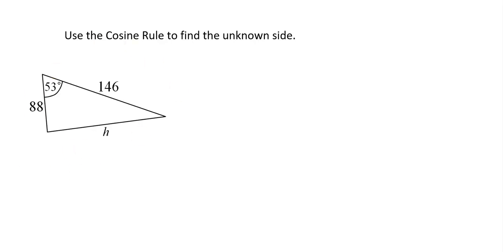In this triangle, we want to find the length of h, the unknown side. First thing we need to do is check that we can use the cosine rule on this triangle. We know the length of this side, which is 88, and the length of this side, 146. And we know the included angle, the angle that's sandwiched in between those two sides. So we can use the cosine rule.